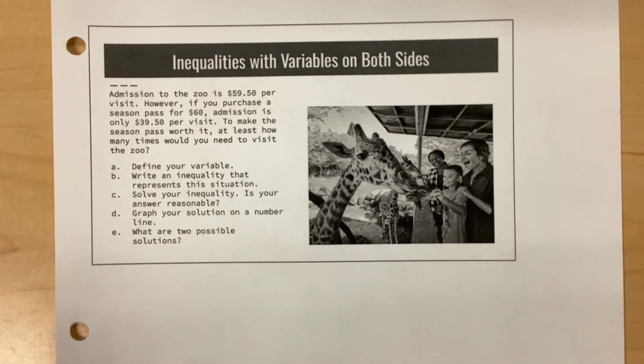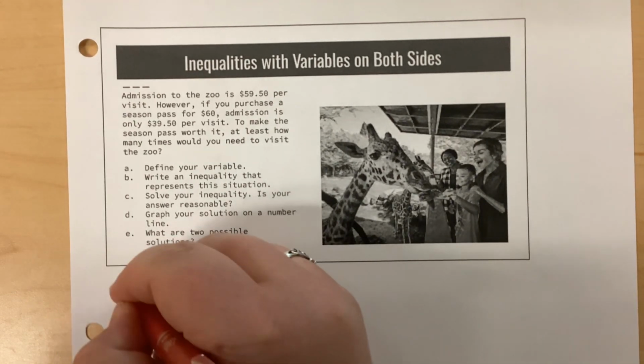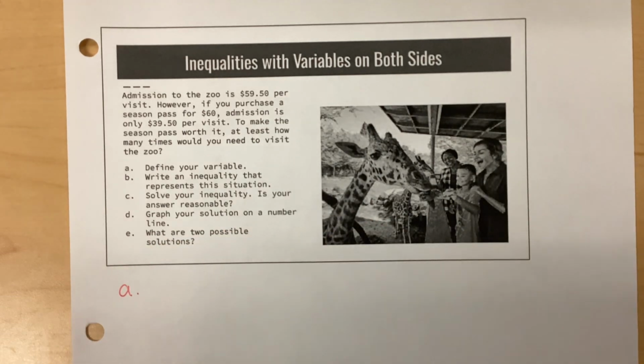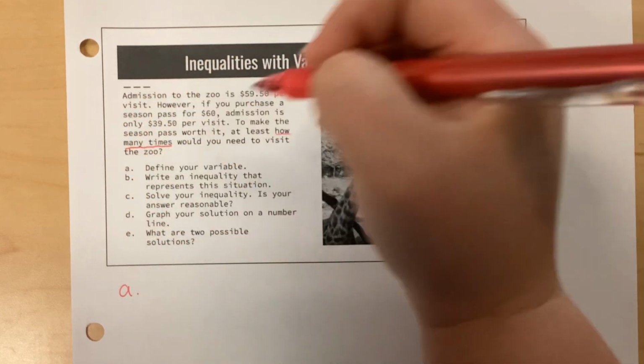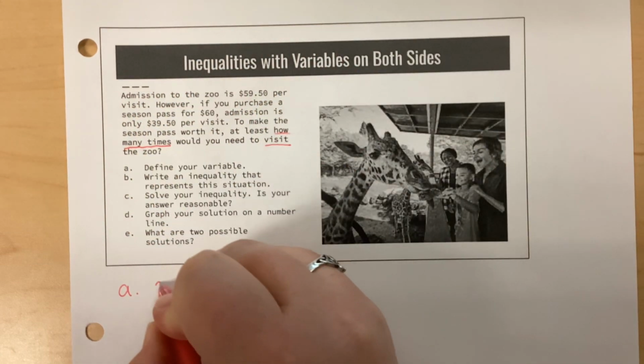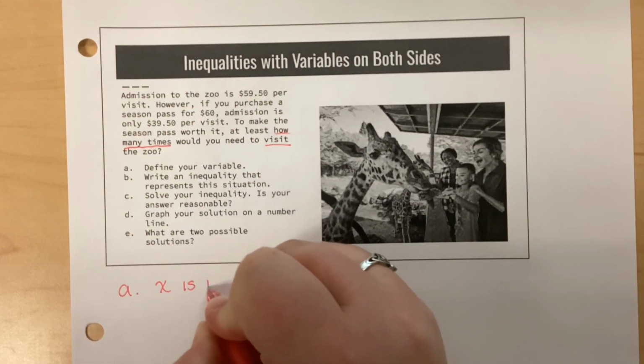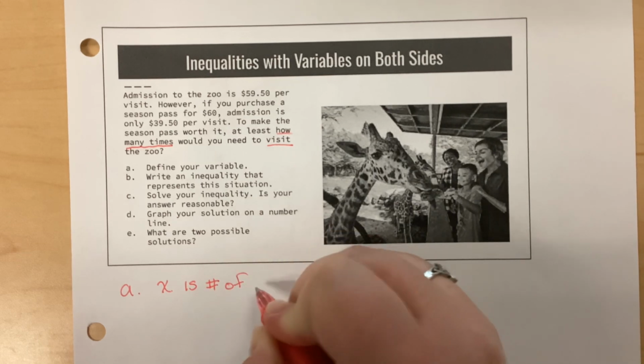All right, so part A is define your variable. So we're looking for how many times or how many visits. So x is number of visits.